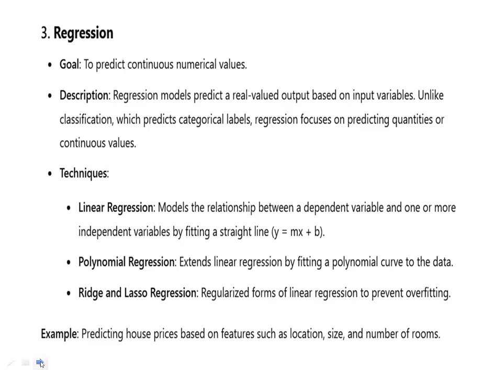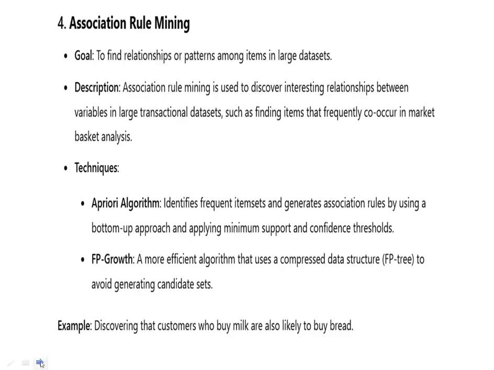And regression, you can predict continuous numerical values. You have linear regression, polynomial regression, and ridge and lasso regression. It is used for predicting house prices based on features such as the location, size, and number of rooms.